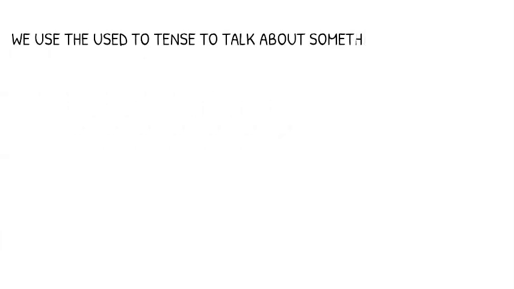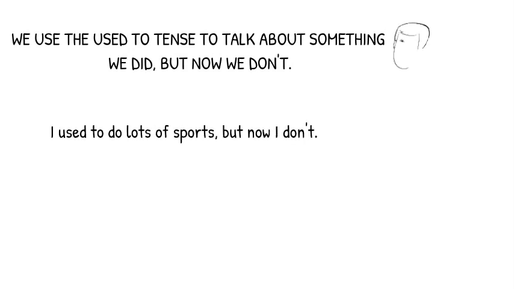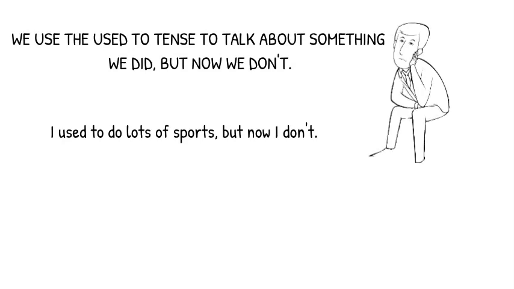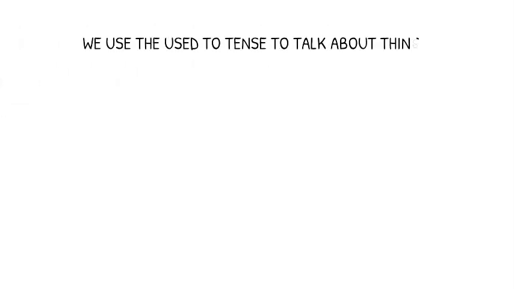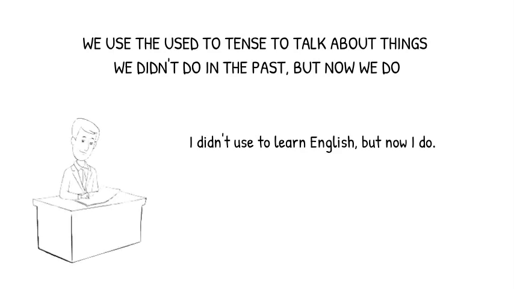We use the used to tense to talk about something we did, but we don't now. I used to do lots of sports, but now I don't. We use the used to tense to talk about things we didn't do in the past, but now we do. I didn't used to learn English, but now I do.